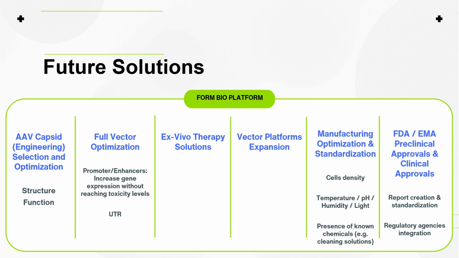But we want to think beyond that. What are the other aspects that we should focus on in order to provide an end-to-end solution? So we see a lot of value in AAV capsid selection and optimization. The capsid serotype and tropism can determine the severity of the immune response and also the type of cell that it will be able to infect.